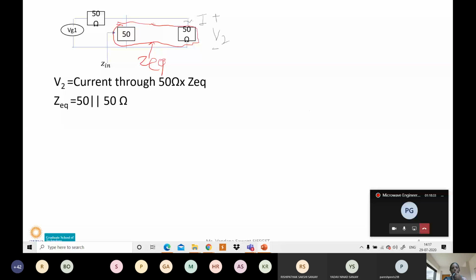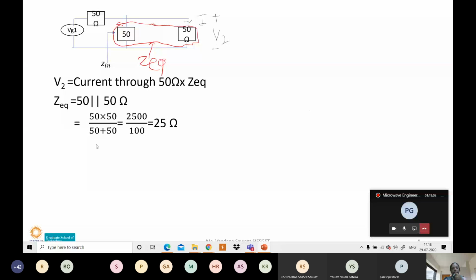Okay. So what is V2? V2 is the current through the 50 ohm multiplied by the equivalent resistance for these two branches. So we have to find the current through the 50 ohm and the equivalent resistance. Z equivalent is 50 parallel 50, that we have already done. That will be 50 into 50 divided by 50 plus 50, so that will be 25 ohm. Z equivalent we are getting.